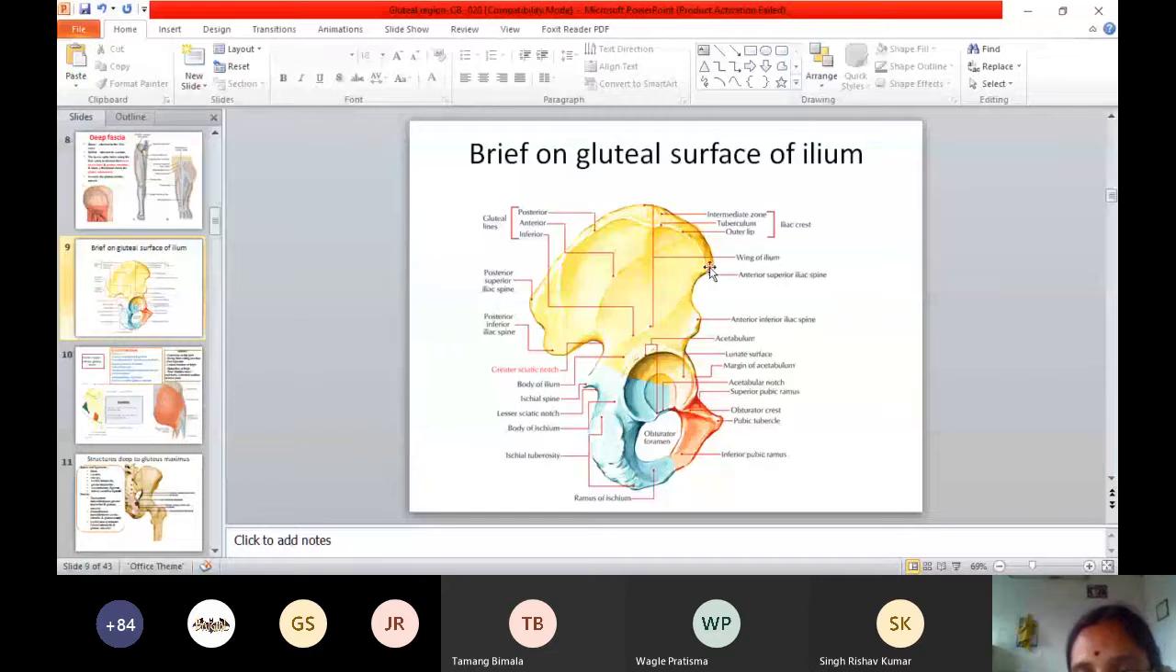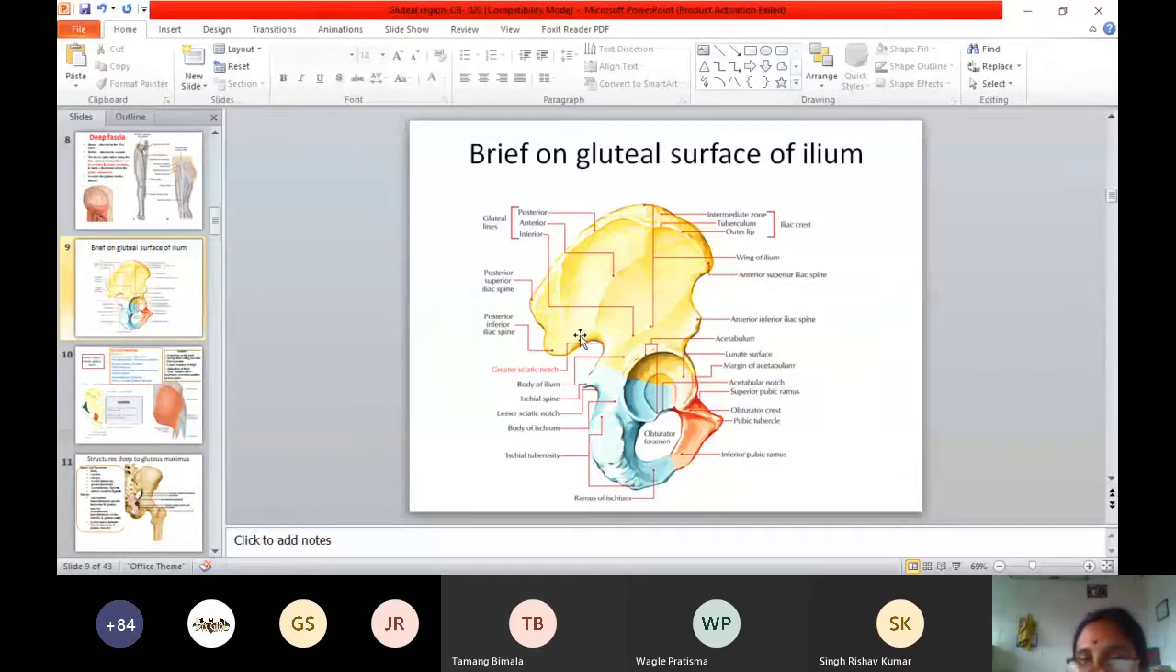I repeat: anterior superior iliac spine, iliac crest, posterior superior iliac spine, anterior 2/3 part, posterior 1/3 part. This is the iliac tubercle. The anterior 2/3 part has the outer lip, intermediate area, and inner lip. And this is the gluteal surface of the ilium.